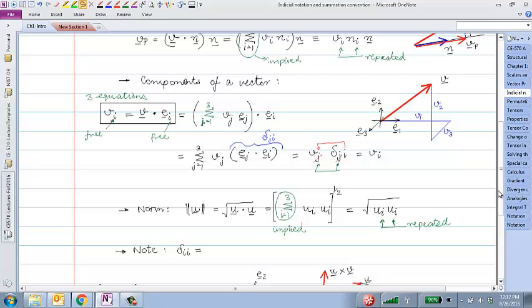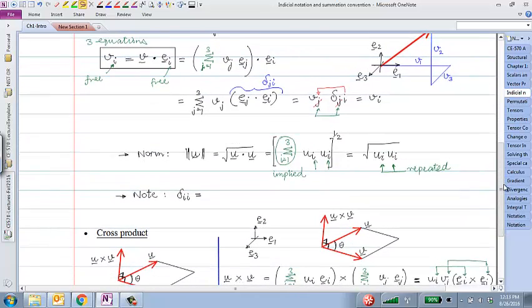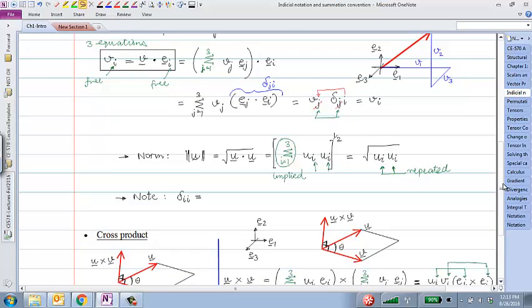Here's a couple more examples. The norm of a vector or the length of a vector, which I previously said was the dot product and square root. In the same way that i and i are repeated, the summation is implied. I can write that as square root of ui ui. And that is indeed how we calculate the norm of a vector.